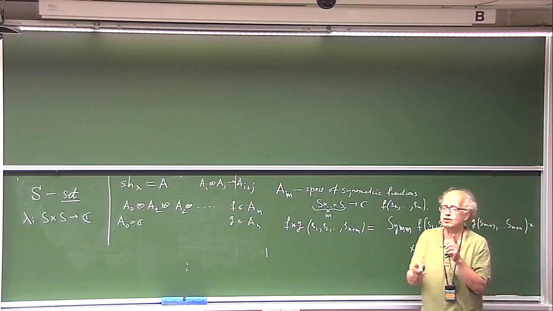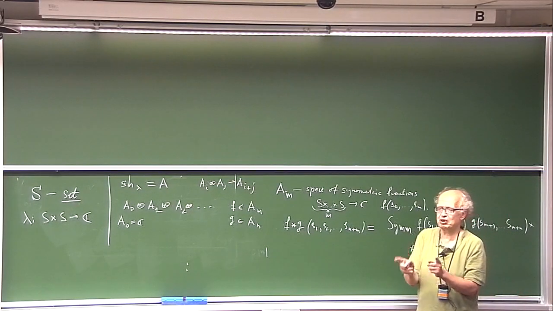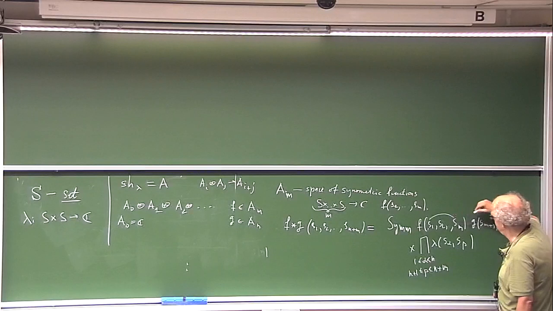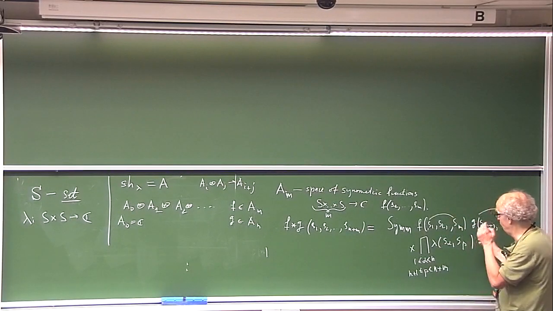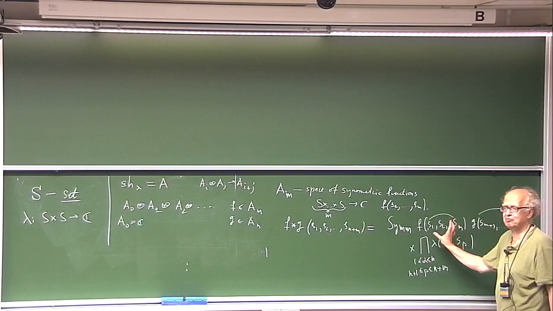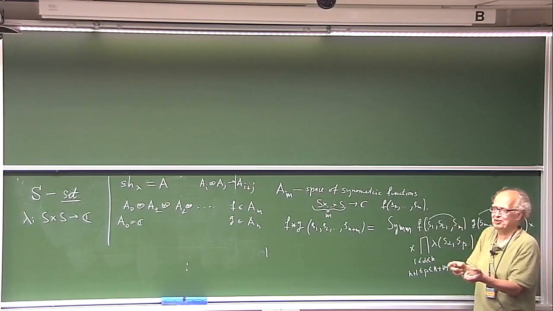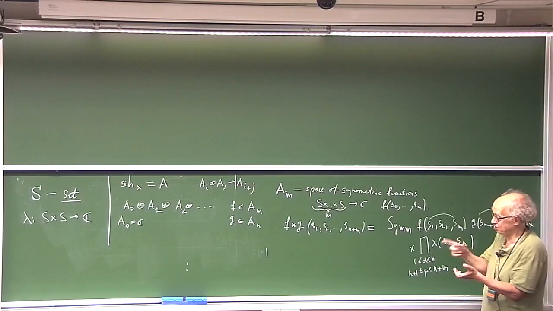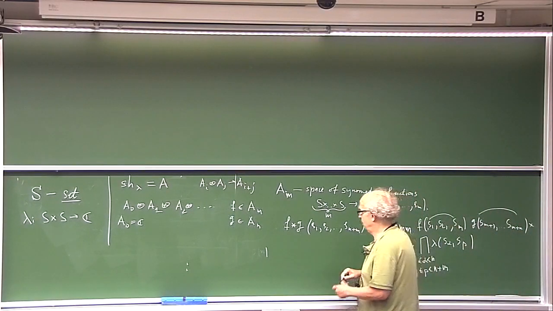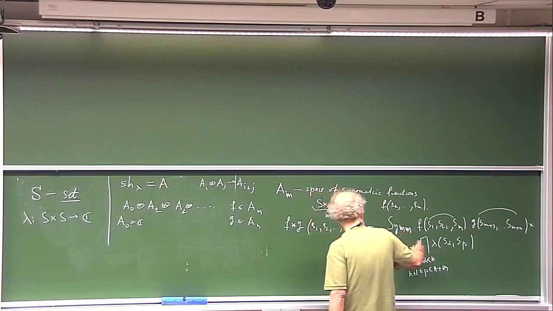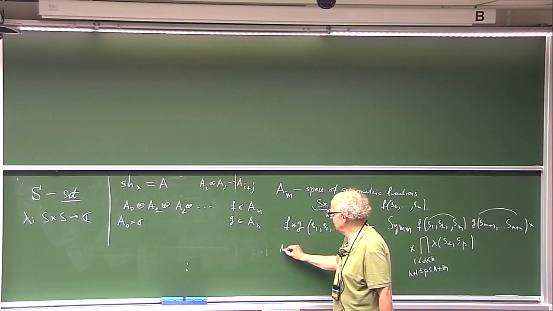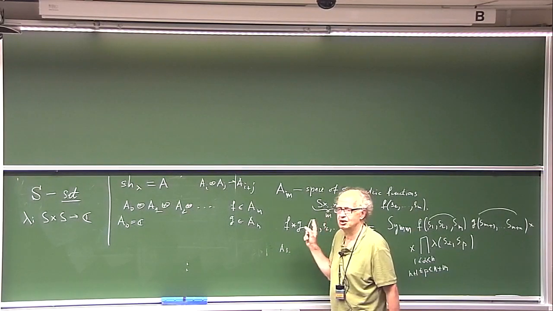The name shuffle comes from card terminology, because it describes how this symmetrization goes. Because the functions are symmetric in this group of s's and in that group of s's, when I symmetrize I have to put one group of s's in some places between the other s's, the same as when I shuffle a bunch of cards. This is the product, and if you look at this formula, it is completely evident that this product gives the structure of an associative algebra.